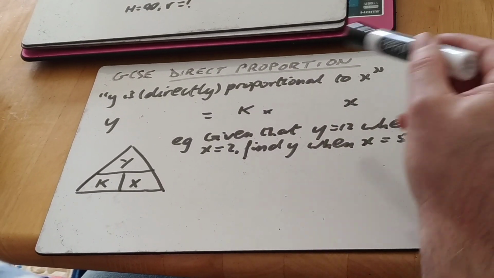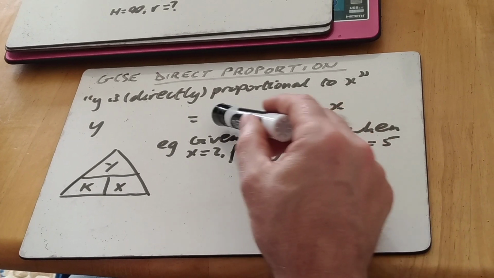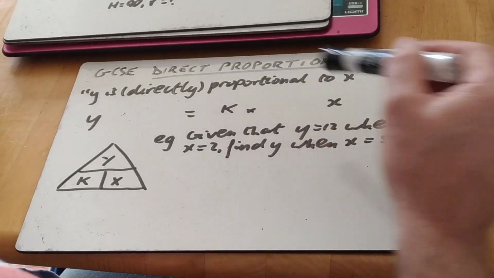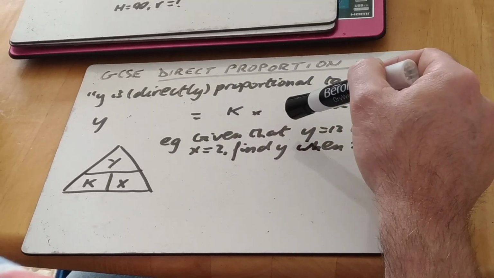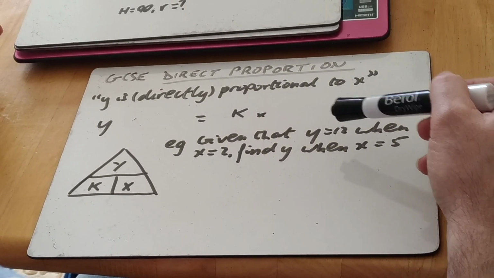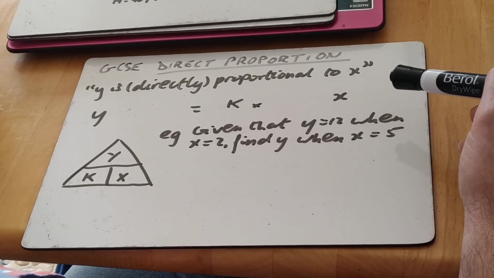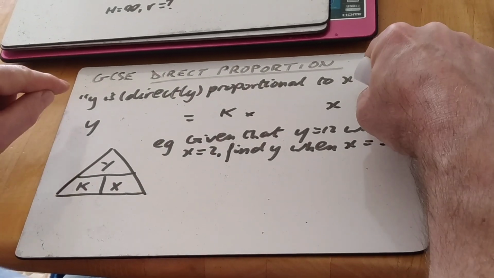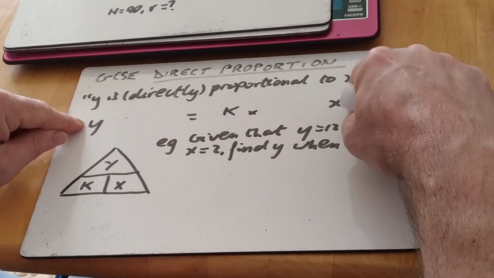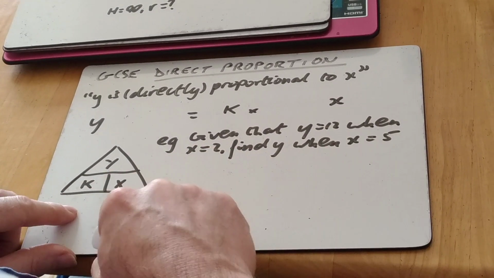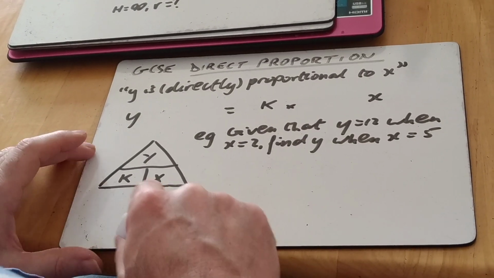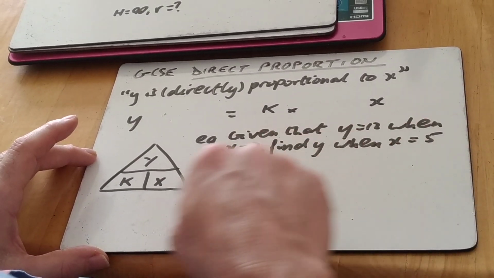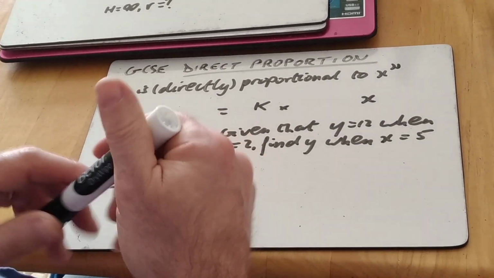And what they'll tend to do is give us a pair of values for y and x to find what the constant is, and then ask us from that to go on and find either y or x, giving us one of the other values. So the first thing we're going to do is take the sentence, turn it into an equation that links y and x, and then use these triangles, you know I love these triangles, to help me find the value of the constant and then to help solve the question.